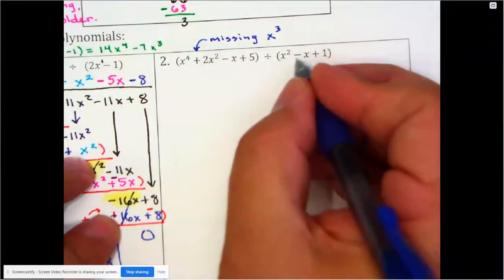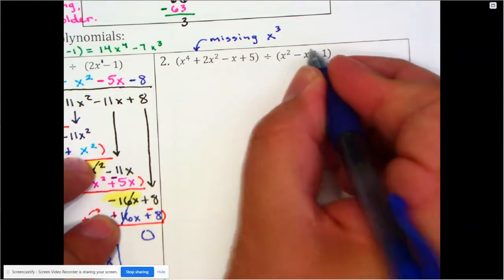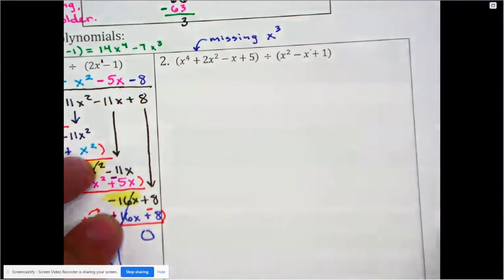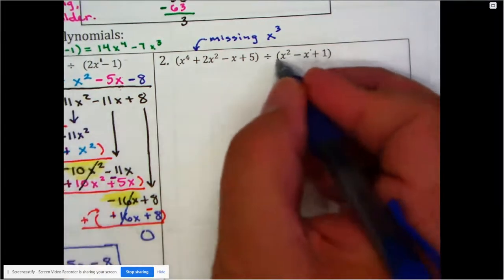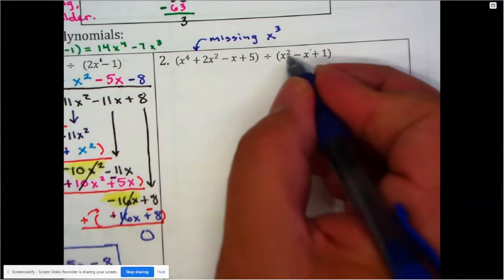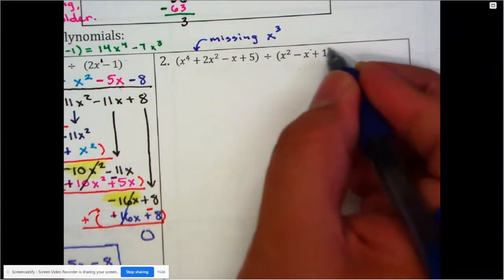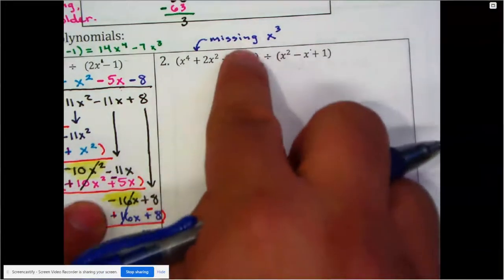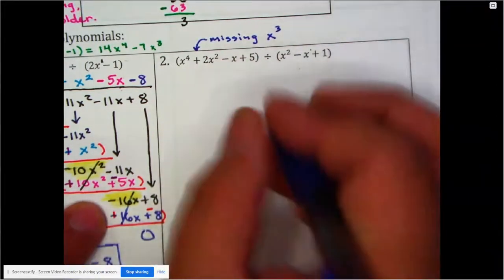Let me look over here. Power of 2, power of 1, power of 0. This one's perfect. It's not missing anybody. And remember, if you're thinking, yeah, but this one doesn't have an x cubed either, yeah, that's not what we said. If this one starts with a 2, then I should have a 2, 1, 0. 3 terms, we're good. So here's how we address that missing term.